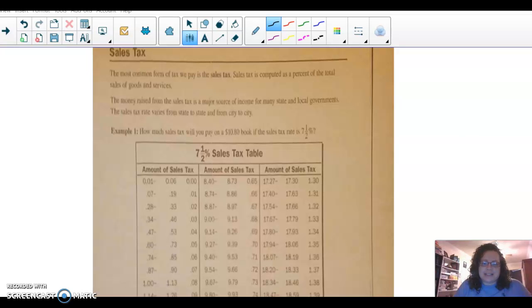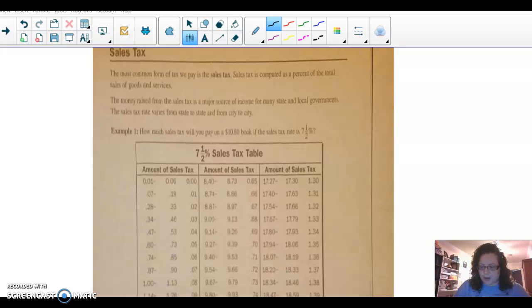So when we are looking at sales tax, first of all, the sales tax is the tax that we pay on purchases that we make. It's a percent of the total sales of goods and services. And then that money raised is going to be the income that state and local governments use to pay for things such as their payroll or maybe roads or government buildings, things like that. And the sales tax rate is going to vary from state to state and city to city.